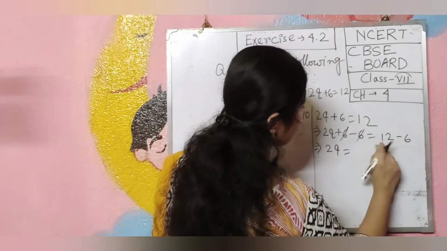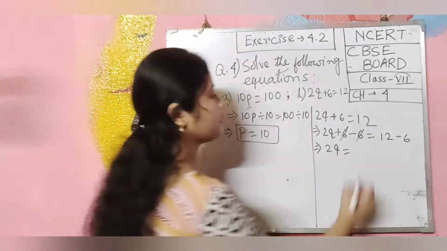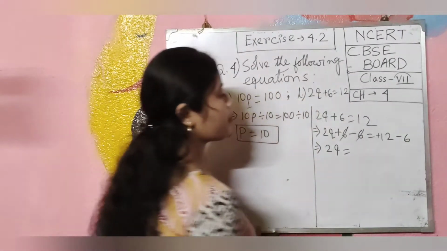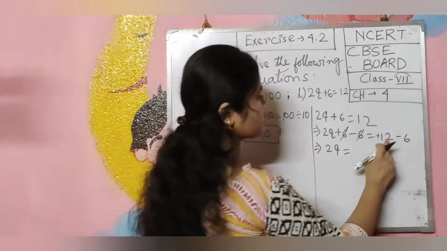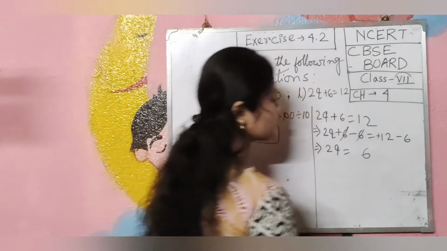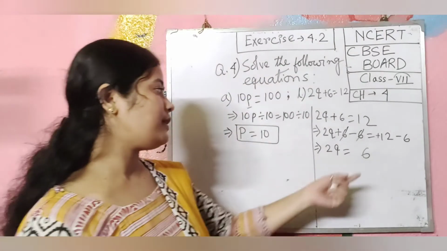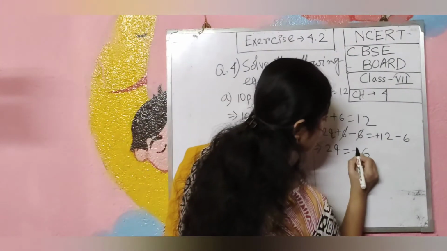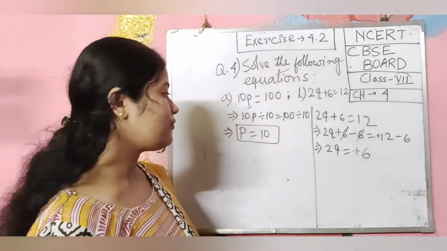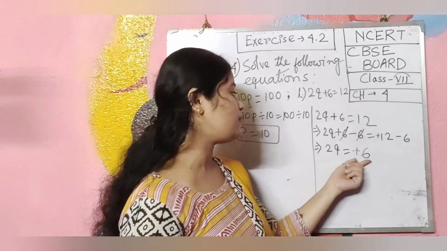2q equals to what? Here see, here there are opposite signs, that is plus and that is minus. When there are opposite signs, I will do the subtraction. 12 minus 6 is 6. Now I will take the sign of the biggest number. The biggest number sign is plus 6. Okay, then what is written? That is 2q equals to plus 6.